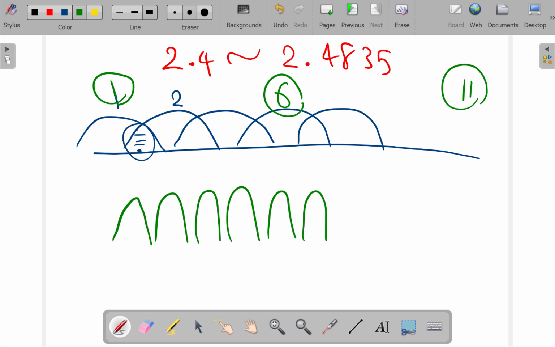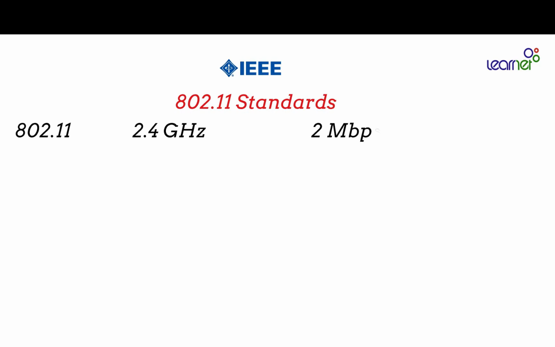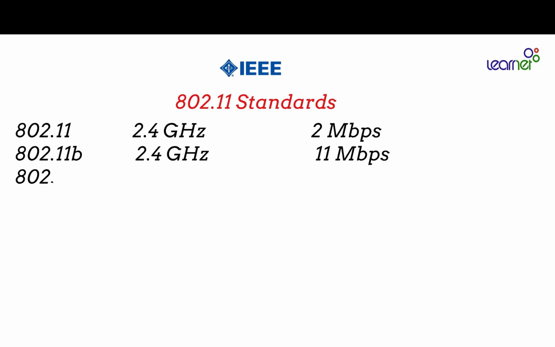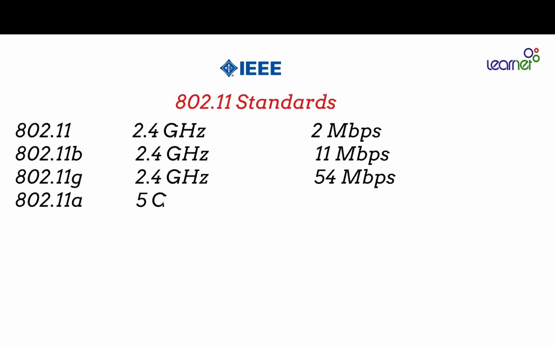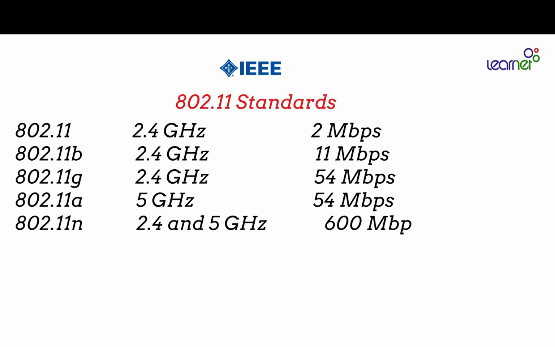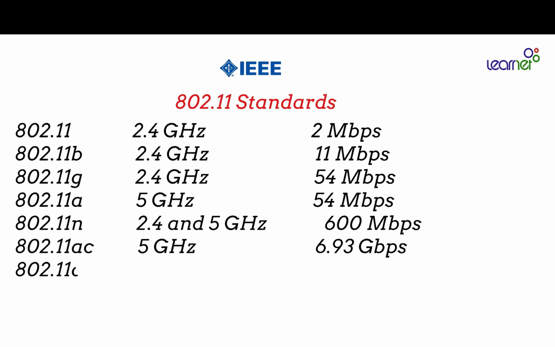2.4 gigahertz networks. IEEE is responsible for wireless network standards, and they defined the 802.11 standards for wireless networks. The first introduced standard was 802.11, which used 2.4 gigahertz, and at maximum it could provide 2 megabits per second. But over the years, as you can see in the slide, different standards have been defined. They use different frequencies, and they can provide more and more bandwidth as they evolve.